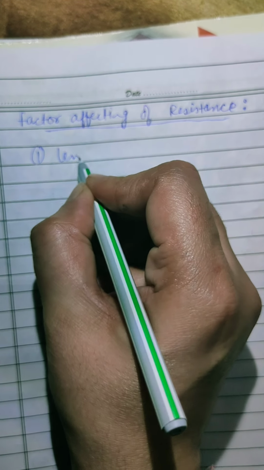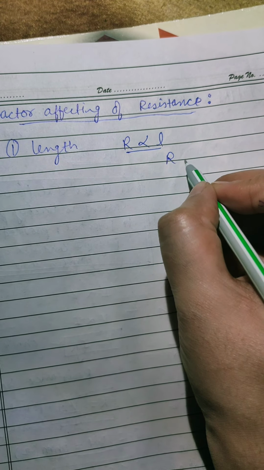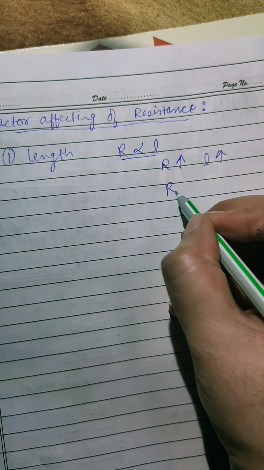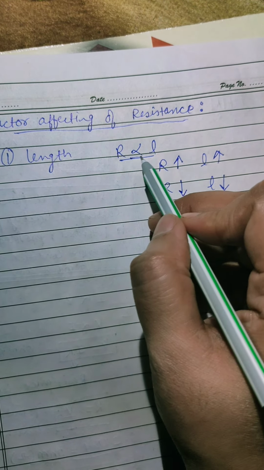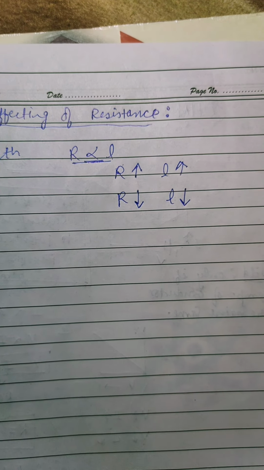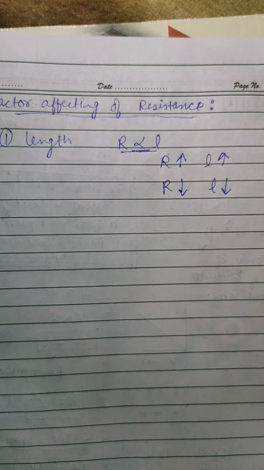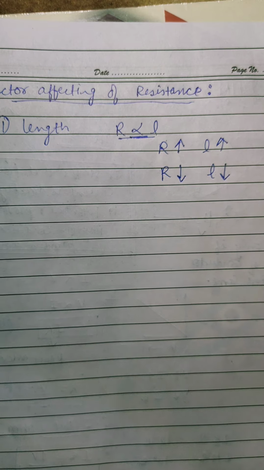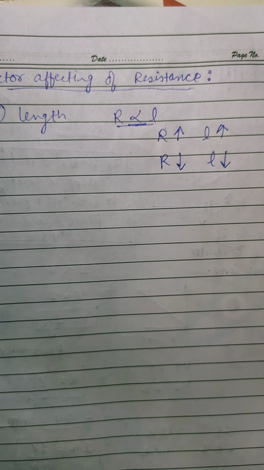The first factor is length. Resistance is directly proportional to length. If the resistance of a conductor is increased, then the length is also increased, and if the resistance of a conductor is decreased, then the length is also decreased, because they are directly proportional to each other. The more the length of a conductor, the more the resistance. Now a question from this point: if we double the length of a wire, then what will be the resistance? Resistance will also double, because the length of the wire is doubled.